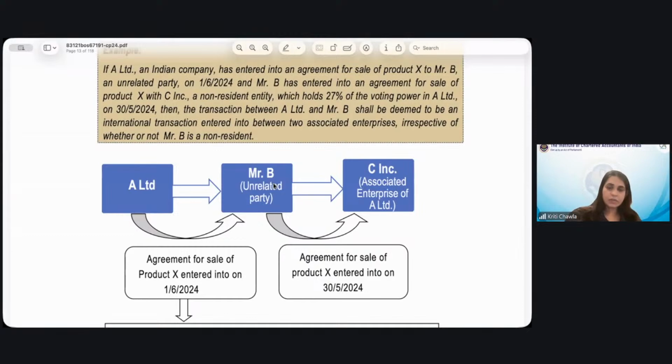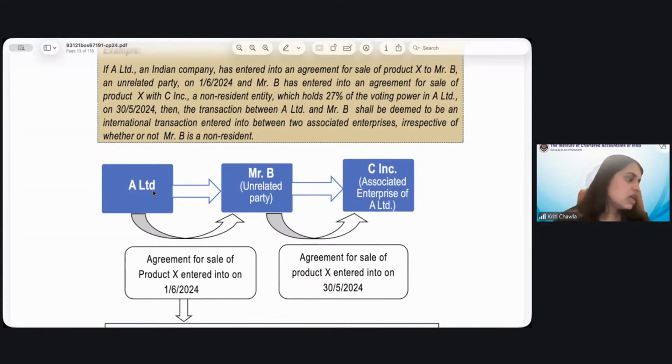B, which is the related party, and this is on 1st June 2024. Now, Mr. B has entered into an agreement for the sale of this product X with C Incorporation. This is a non-resident entity, and this particular entity holds 27% voting power in A Limited. Now, this is where you have to realize that if C Incorporation is the non-resident entity and it's holding 27% voting power in A Limited, well, obviously these are related enterprises, associated enterprises.